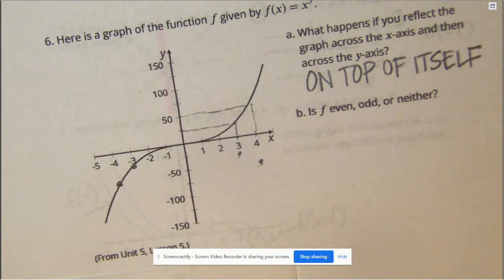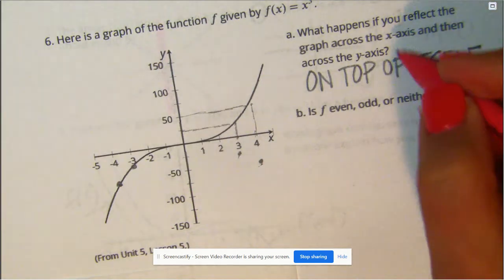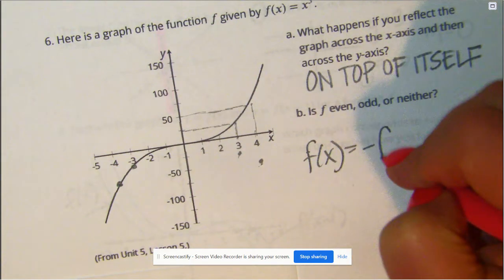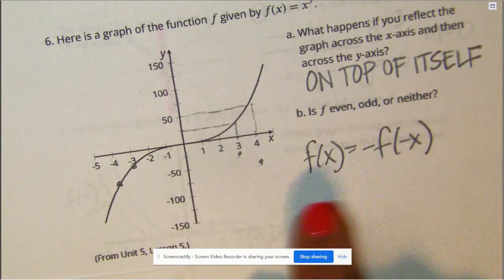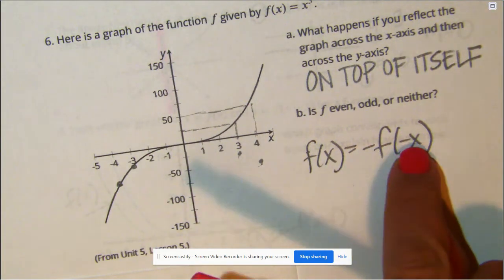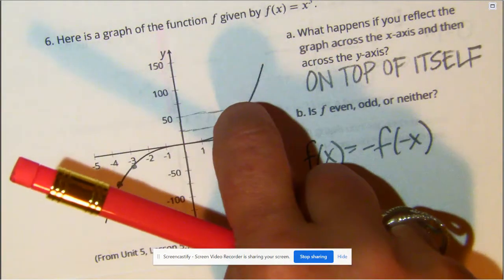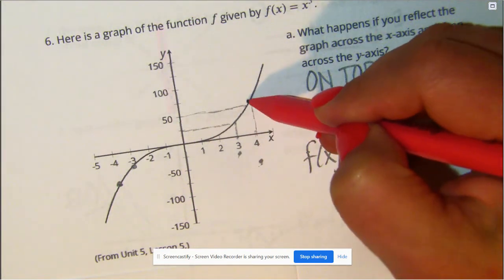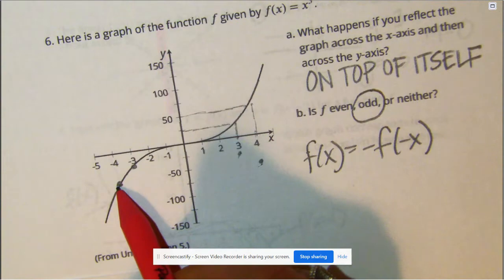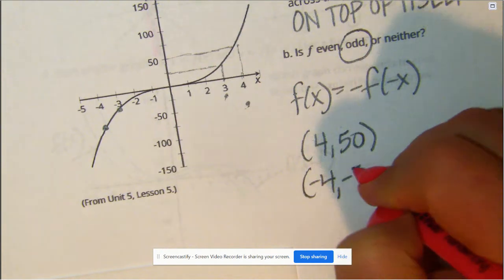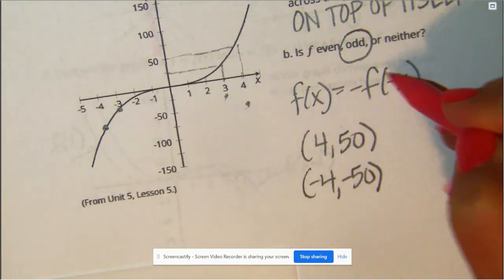Is f even, odd, or neither? Well, essentially, right, an odd graph is when f of x is equal to negative f of negative x, which means you're reflecting across the x and the y axis, which is exactly what happened here. This is odd. These points again. Look, (4, 50) becomes (negative 4, negative 50). You switch the input and the output.